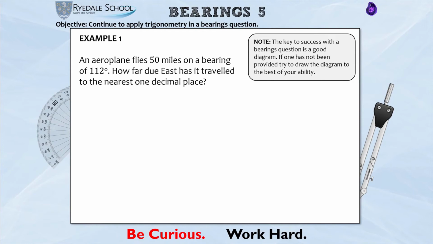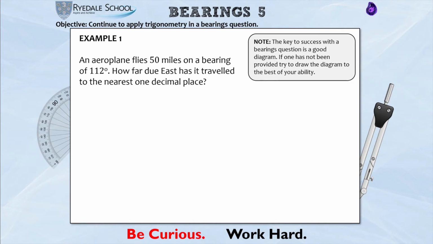So once again, we're going to look at two examples. And again, the key to these questions today is a good, tidy diagram. Get the diagram right, you're more likely to then have a little bit of understanding as to what you need to do next. So, example 1 says an aeroplane flies 50 miles on a bearing of 112. How far due east has it travelled to the nearest one decimal place?